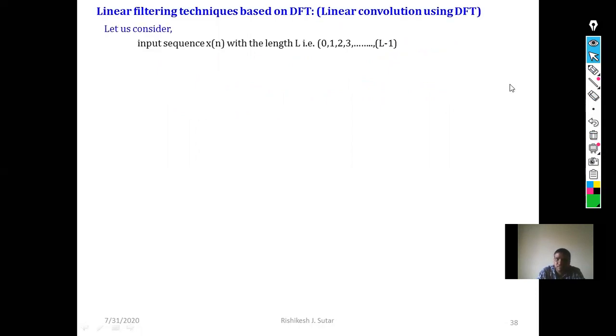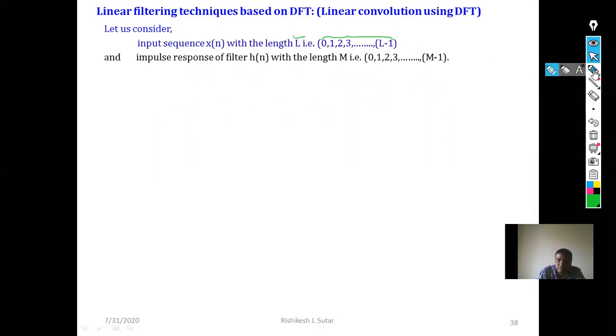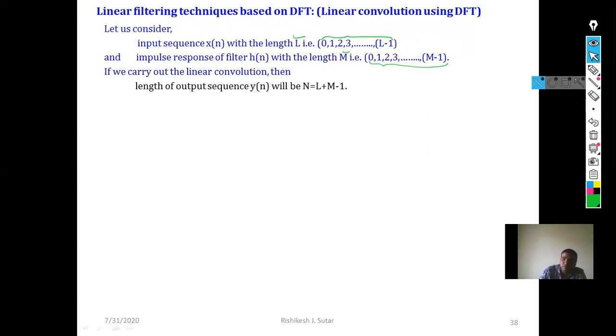Let us consider an input sequence x of n with L samples, so its samples are 0, 1, 2, 3 up to L minus 1. Let's consider the impulse response of the filter with M samples, so the sample numbers are from 0 to M minus 1. If you carry out the linear convolution, the number of samples in the output sequence would be capital N, equal to L plus M minus 1.